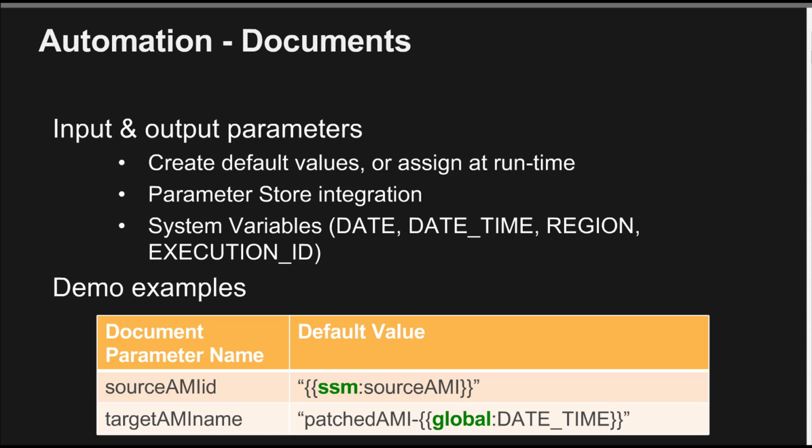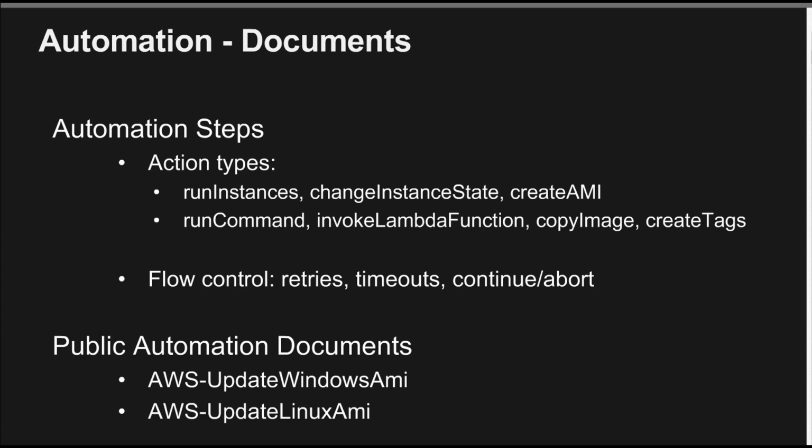So what are the other action types for automation? Well, we saw run instances, we saw change instance state, we saw create AMI, we saw run command, we saw invoke Lambda function, a couple others that we didn't present today. Also the ability to copy an image and create tags. So copy image can be pretty cool, especially if you want to do a cross-region copy. What it's going to do is effectively we'll do a pull from a source region and create tags if you want to tag a resource.